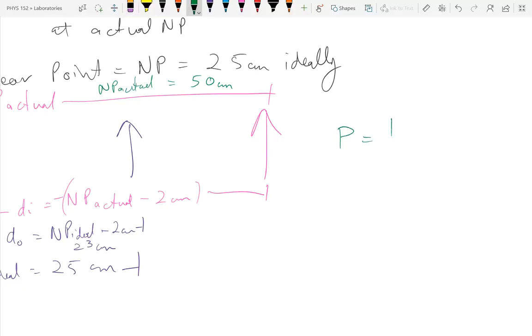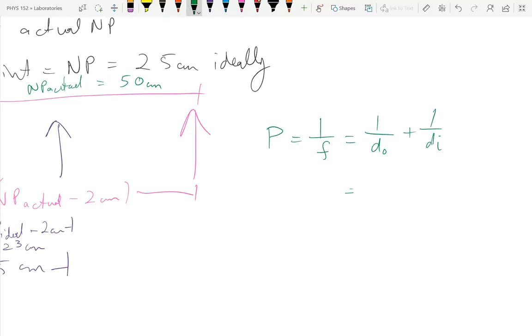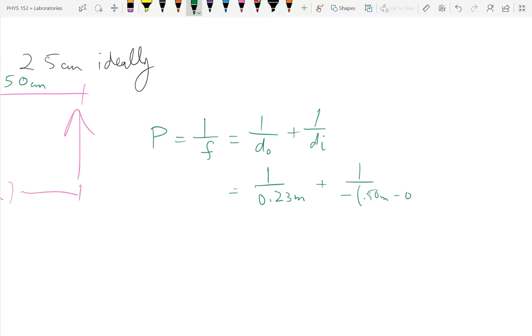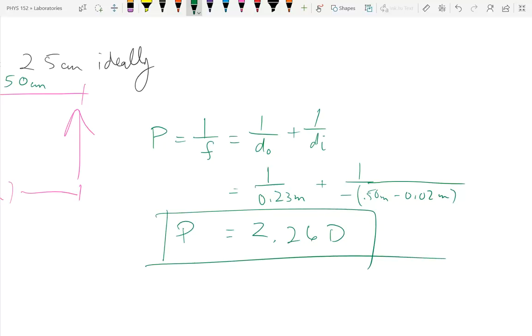Then we have power, which is 1 over focal length, equal to 1 over distance object plus 1 over distance image. The object was 1 over 0.23 meters plus the distance image, 1 over minus 0.50 meters minus 0.02 meters. And so I just put that in the old calculator. It's equal to 2.26 diopters. And so that would be the power to correct this person's vision with eyeglasses.